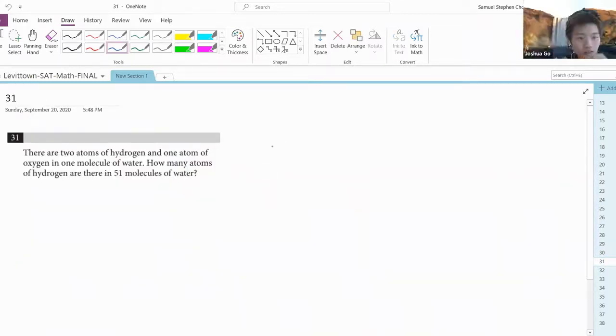All right, so this starts the portion of the exam where on the answer sheet, it would be a box of answers followed by filling in the number values corresponding to each box. In this case, we're given 2 atoms of hydrogen and 1 atom of oxygen are in 1 molecule of water. How many atoms of hydrogen are there in 51 molecules of water?